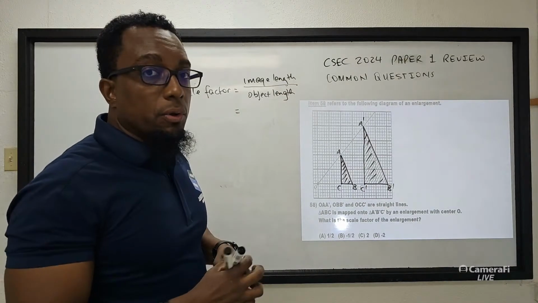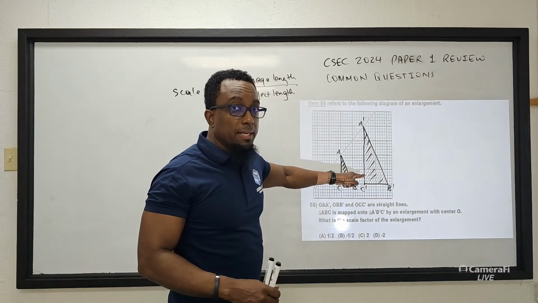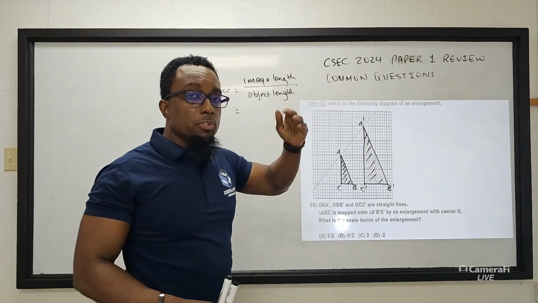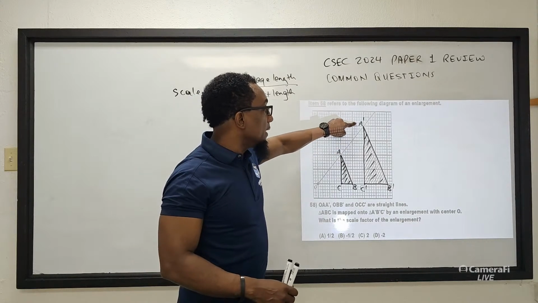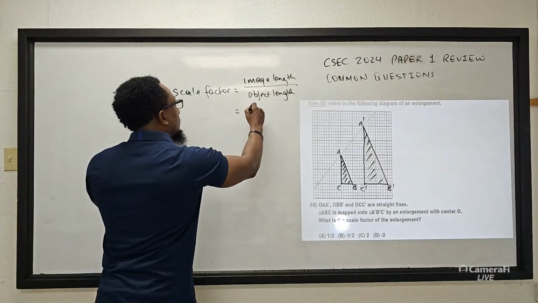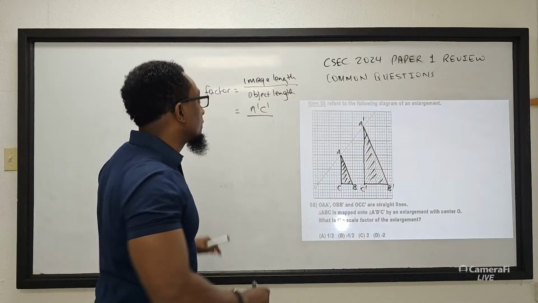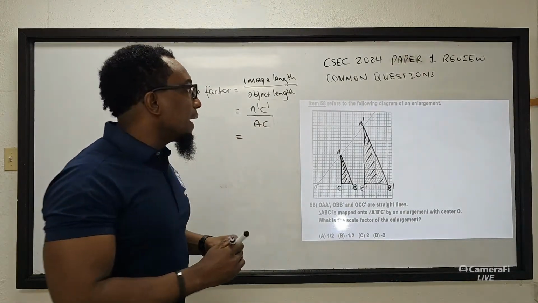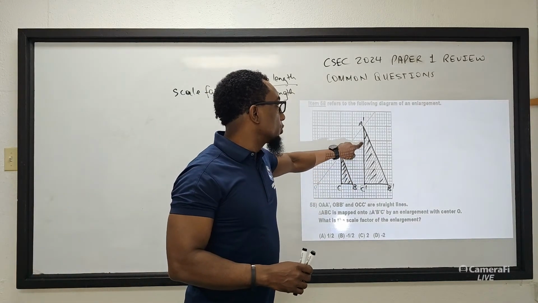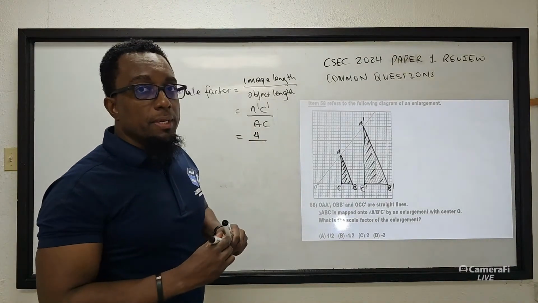So the image length, if you want to go with A'C' as the image, you can go with any one of the lengths on the image. But of course it must correspond to that of the object. So if you decide to go with A'C' as your length on the image, it must correspond to AC, the length on the object. A'C', the length on the image, will be how many units? 1, 2, 3, 4 units. So that's 4 over the number of units on the object.